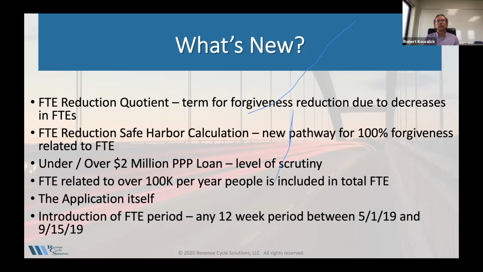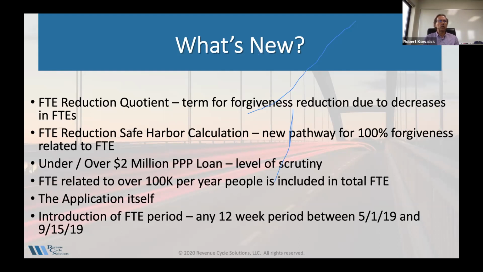They have introduced an entire new thing called the FTE reduction safe harbor, which is a whole different way of calculating FTE comparisons related to forgiveness. They have indicated that they are going to look completely differently at loans less than or greater than $2 million. And I would assume the vast majority of our industry received a loan under $2 million. And so they're not turning up the microscope as high.